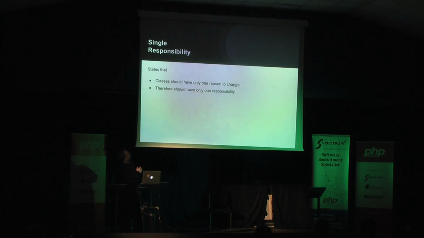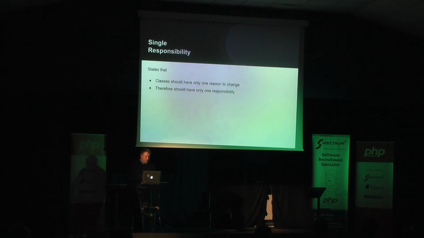Every change comes with the possibility of introducing a bug. So the fewer responsibilities that a class has, the fewer reasons you might need to change the code in that class, and therefore the less likely it is that you're going to introduce a bug. Also, smaller classes are easier to understand and maintain. And that's pretty much what the single responsibility principle states, the first of our 5 SOLID principles. So classes should only have one reason to change, and therefore should only have one responsibility.